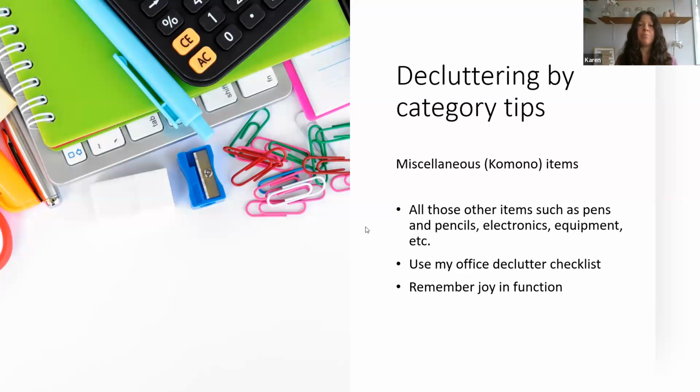And this is a very good category for remembering joy in function, finding joy in the function of an item. If that item really helps you to perform your job to the best, then that is joy. I mean, a stapler doesn't necessarily bring you joy, but if it staples your papers properly, then joy in function.